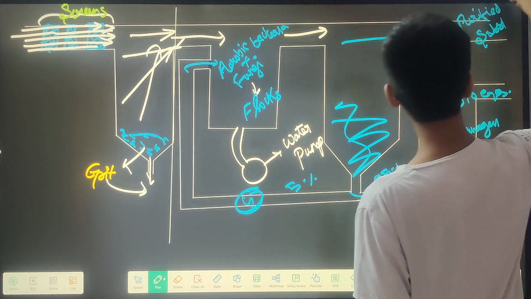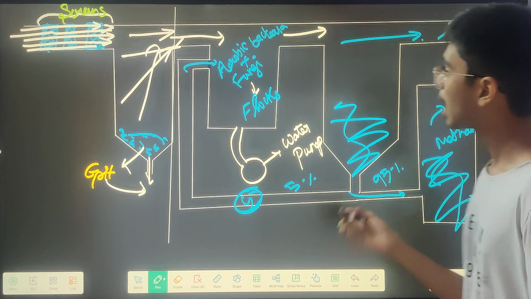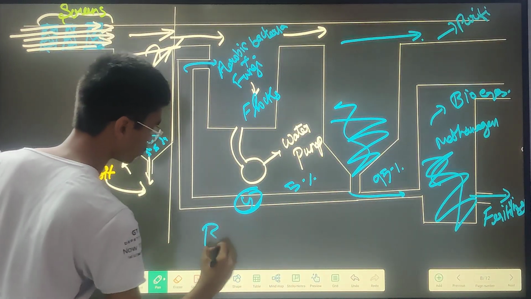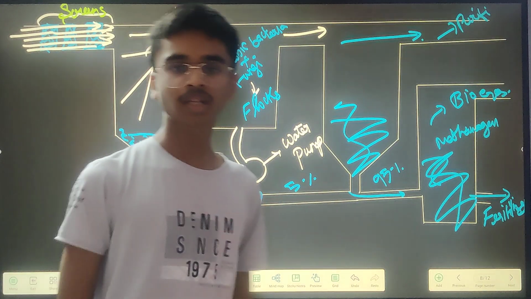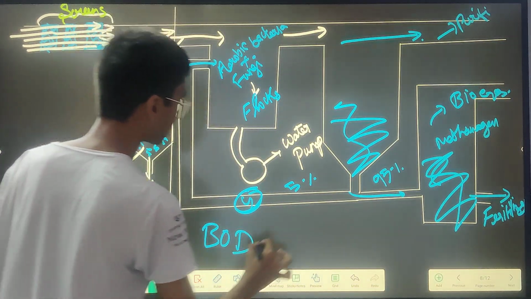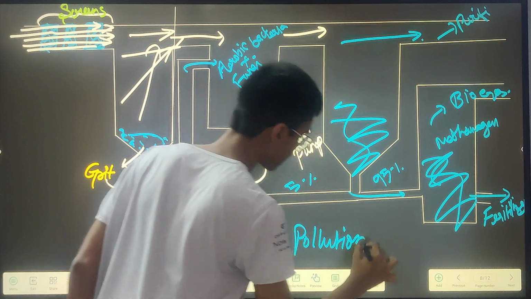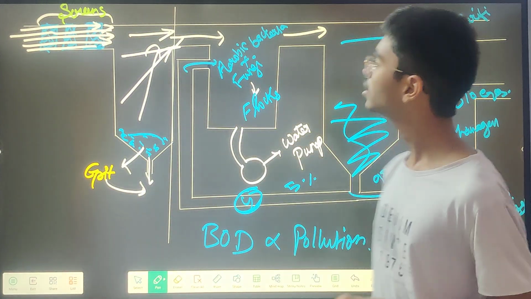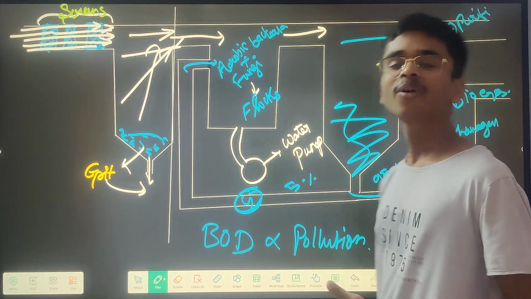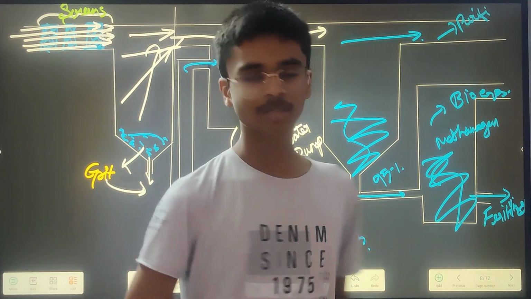So that amount is what is known as BOD. The amount of oxygen that is used by these aerobic bacteria and by these fungi is what is known as BOD, which is directly proportional to the pollution. If pollution is high, then the oxygen taken in by these aerobic bacteria and fungi is also high. Okay, so that's it for today's video, and I'm very sorry that my bird has disturbed a lot.